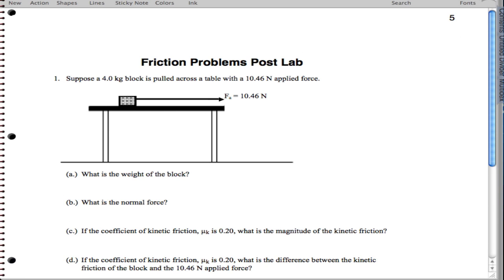We did problem 1, so the solution to this is in video 2. So you need to watch video 2 to get the solution to this first problem. Let's go ahead and take a look at the second problem.